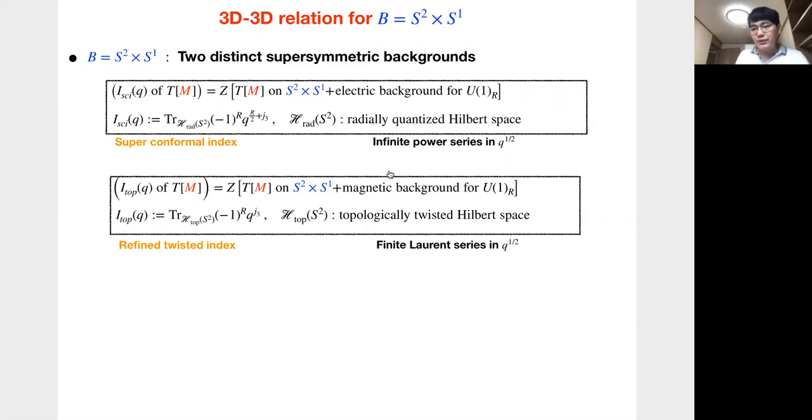One crucial difference is that the superconformal index for superconformal field theories is an infinite power series in q, because there are infinitely many local operators, especially the local operators in the CFT. On the other hand, the refined twist index is a finite Laurent series in q, because there are only finitely many ground states on the Hilbert space.